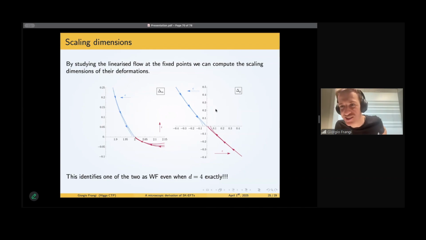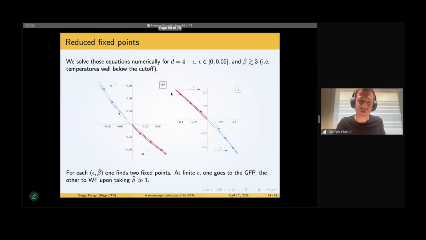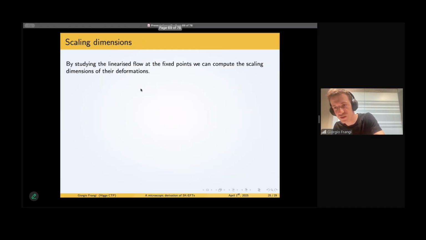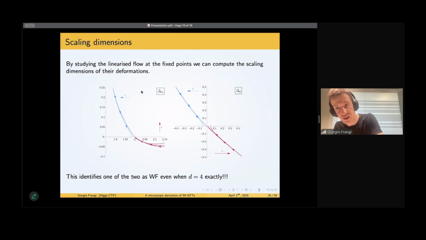Oh, sorry, it's just imaginary numbers. Let me go back here. So these are just, let's say, the couplings that I made dimensionless with an appropriate power of the cutoff. That's what the tilde means. And so these are just complex numbers. So this is the real part and this is the imaginary part. And it's the same in the following thing here.